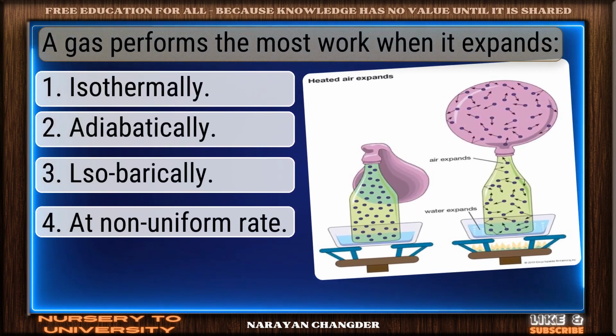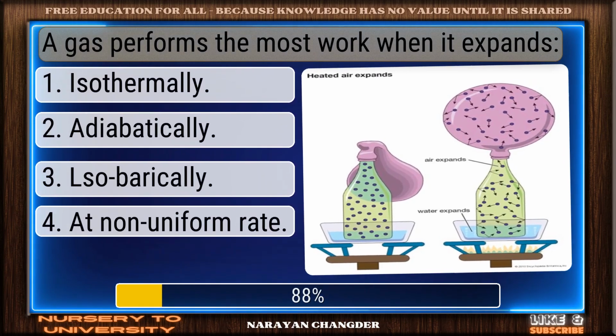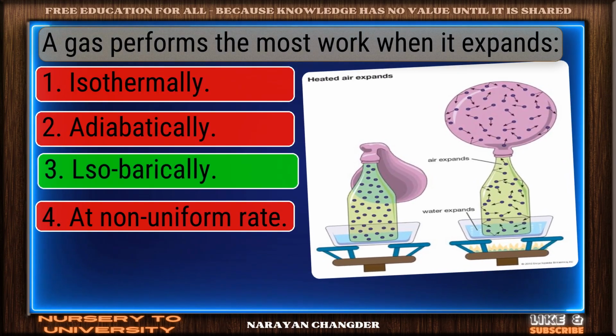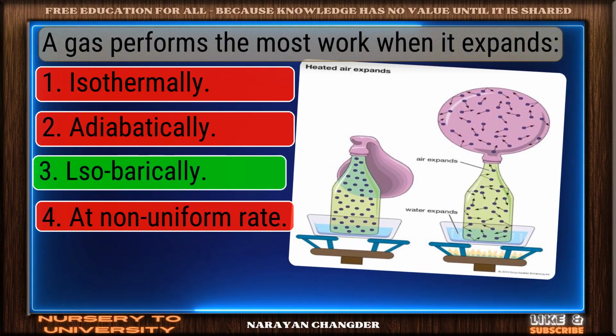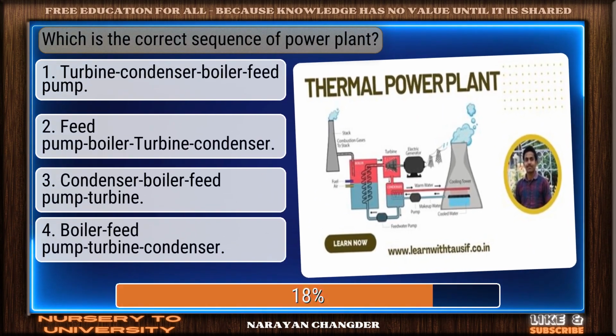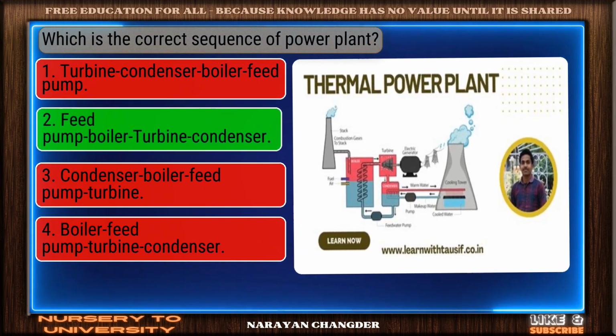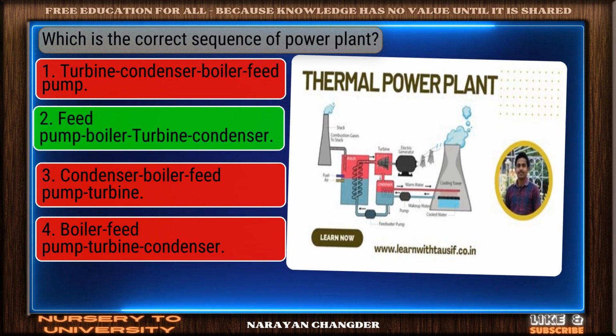A gas performs the most work when it expands. Nice work. You chose isobarically and it is correct. Which is the correct sequence of power plant? Excellent choice. Feed pump, boiler, turbine, condenser is the right answer.